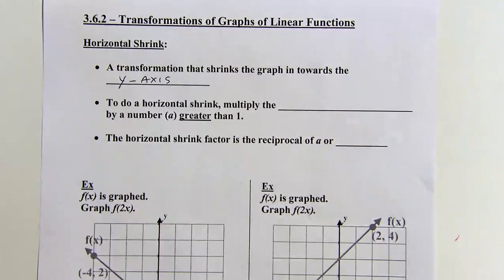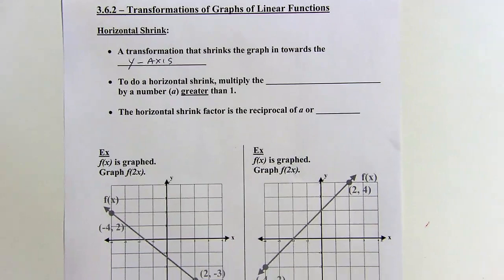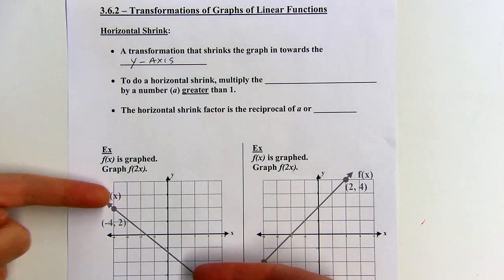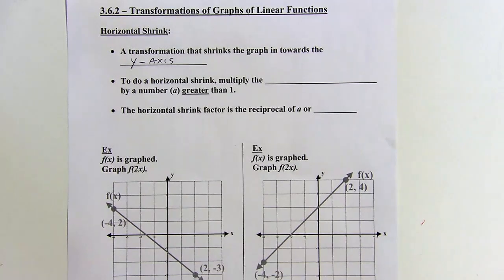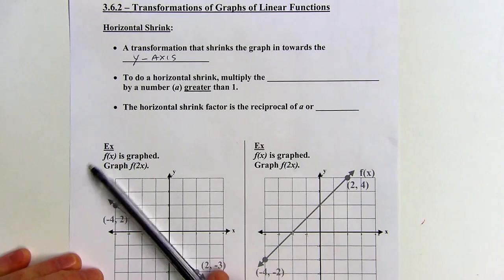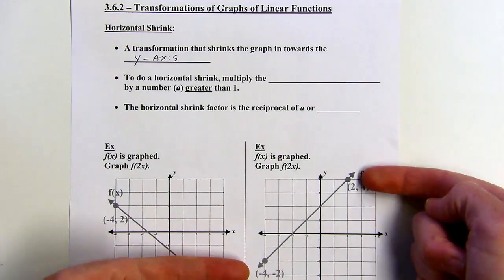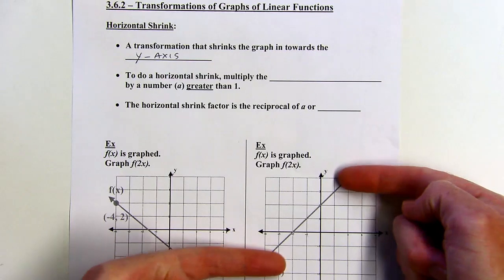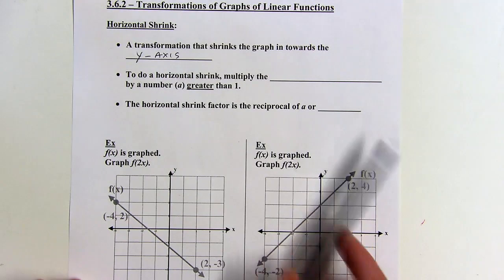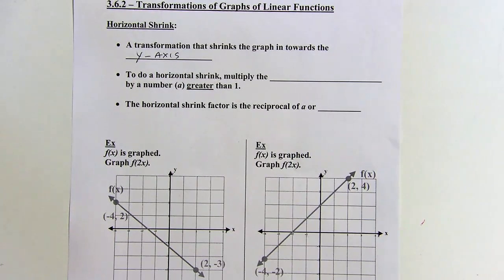If you look at these two graphs below, we're going to do horizontal shrinks on both of these, which means that the points are going to move in towards the y-axis. Something like this is going to happen, and with this one, these are going to move in towards the y-axis, so something like that is going to happen. I'll get to those examples in a minute.